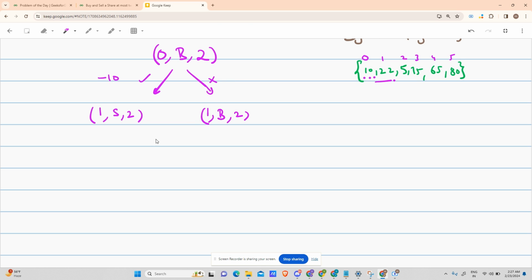I am on the next index. So let us solve the left subtree first. So 1s2. Okay. So I'm standing here. The choice with me is to sell it or to skip it, right? So to sell it or to skip it.